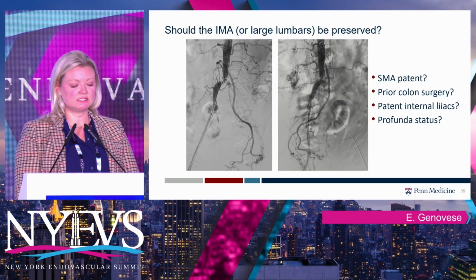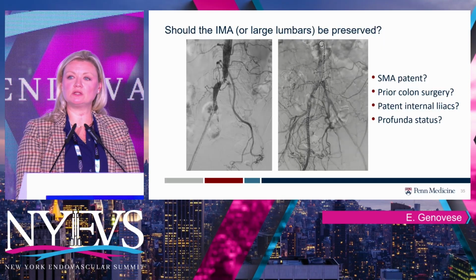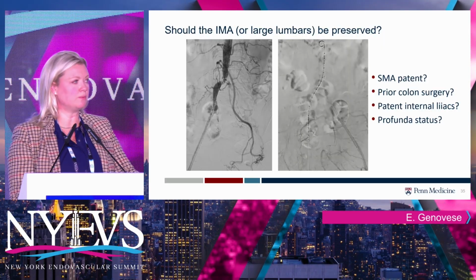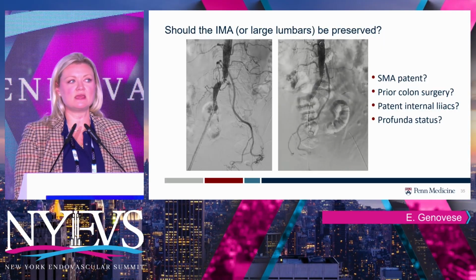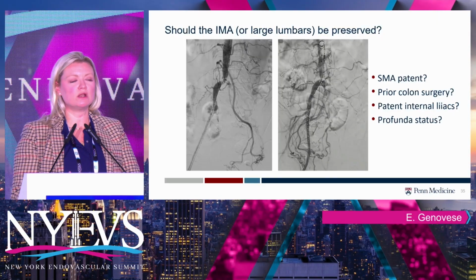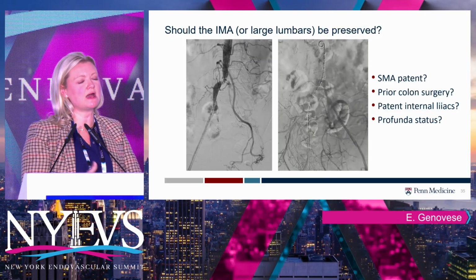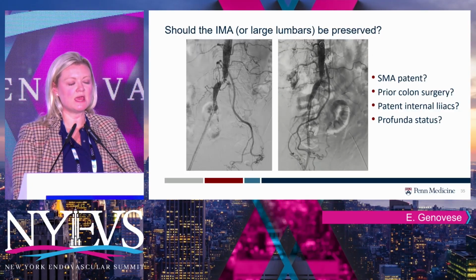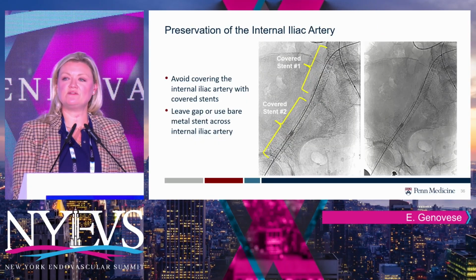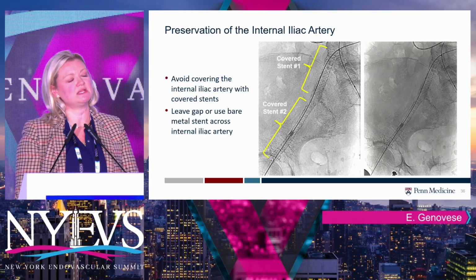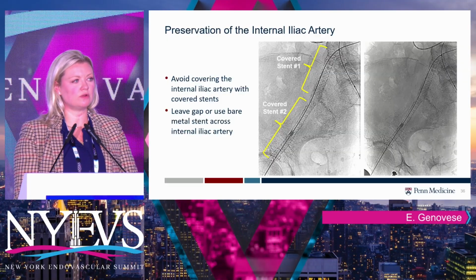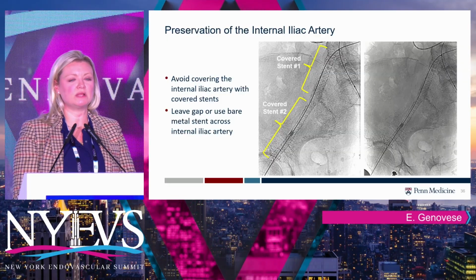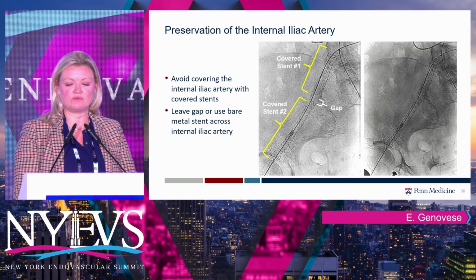The only other thing I'd suggest is that when you're doing this, be aware of your collaterals. This was great, brought up in our live case today, about preserving the IMA. You want to be aware of: is the SMA patent, is the IMA patent, has the patient had prior colon procedures, and what is the status of your profunda? And if you need to maintain that, do not hesitate to maintain your internal iliac artery by placing an uncovered stent across it or placing a gap in order to maintain that pelvic perfusion.